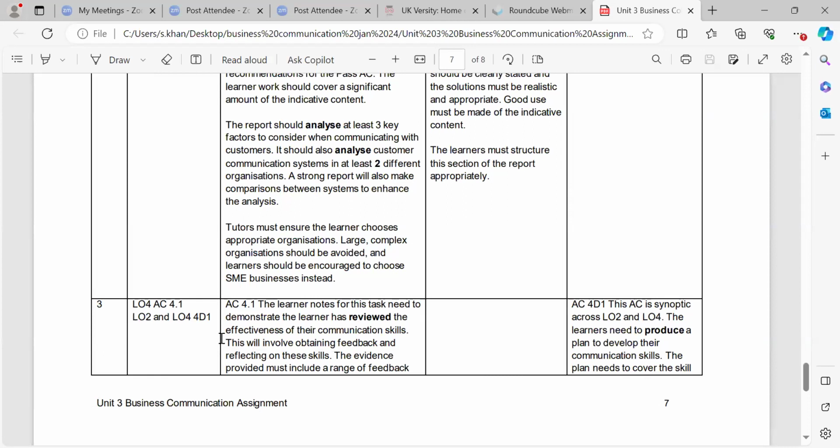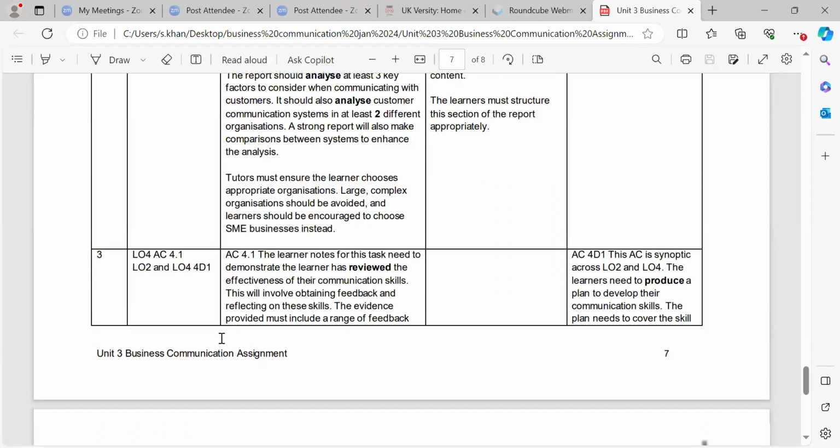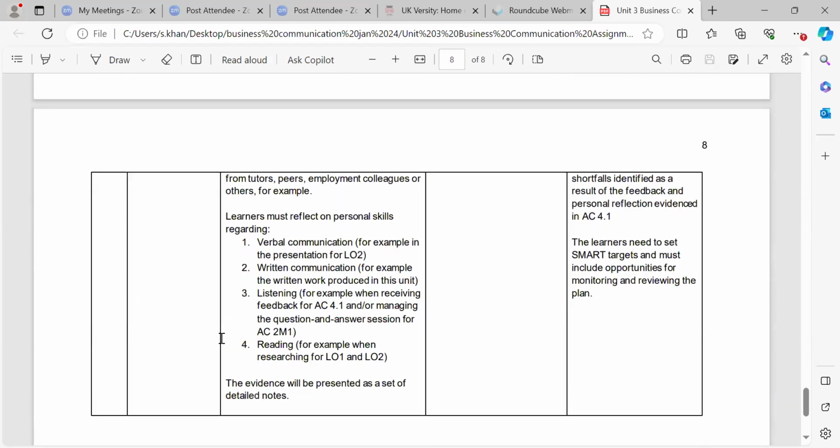Then you have task 3, which is AC 4.1, where the learner notes for this task need to demonstrate the learner has reviewed the effectiveness of their communication skills. This will obtain feedback and reflecting on these skills. The evidence provided must include a range of feedback from tutors, peers, employment colleagues, or others, for example.